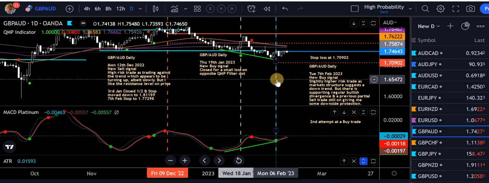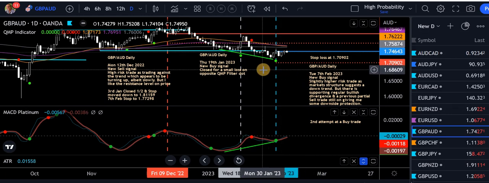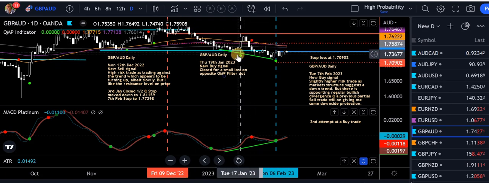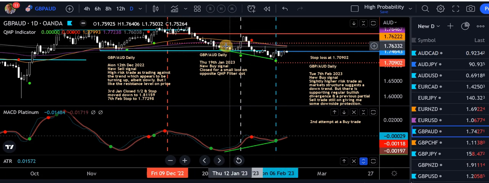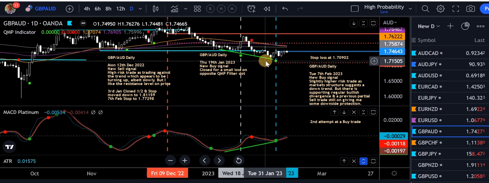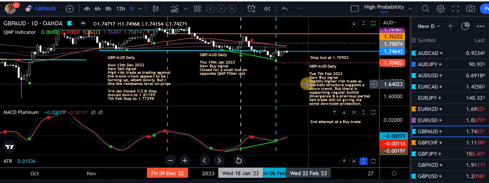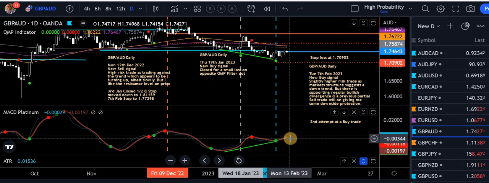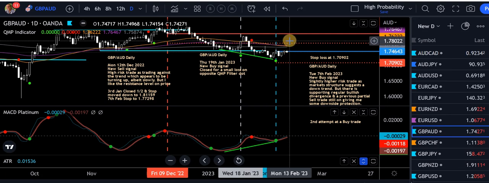In the meantime, taking a buy here, 7th of Feb. Slightly high risk trade just because of the market structure. You see, there's a high here, lower high, so lower lows, so you think it's in a downtrend, hence the call is a high risk trade. Hasn't really gone in my favour. We're around the entry level at the moment as we speak. MACD platinum's close to zero level. The good thing is I've got this sell trade on still, so it gives me some protection to the downside.